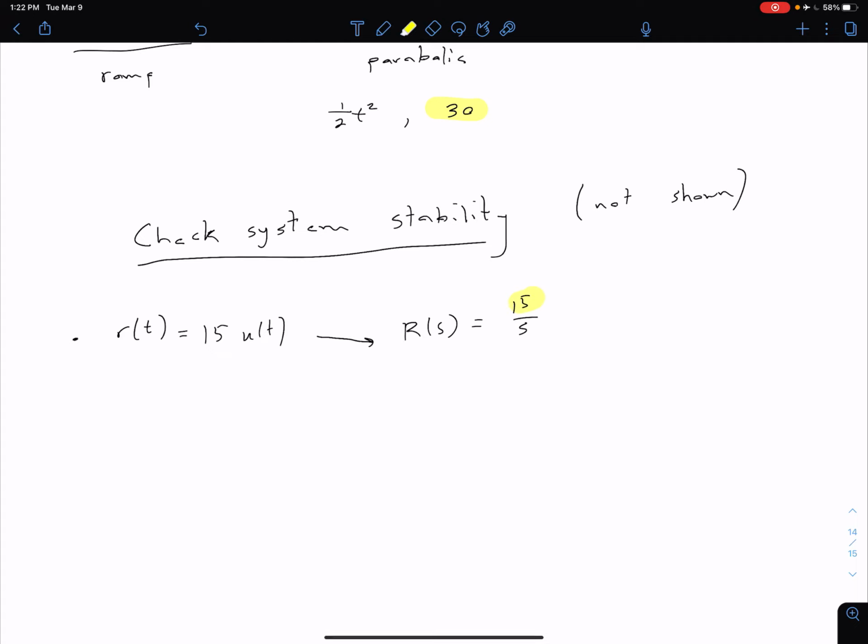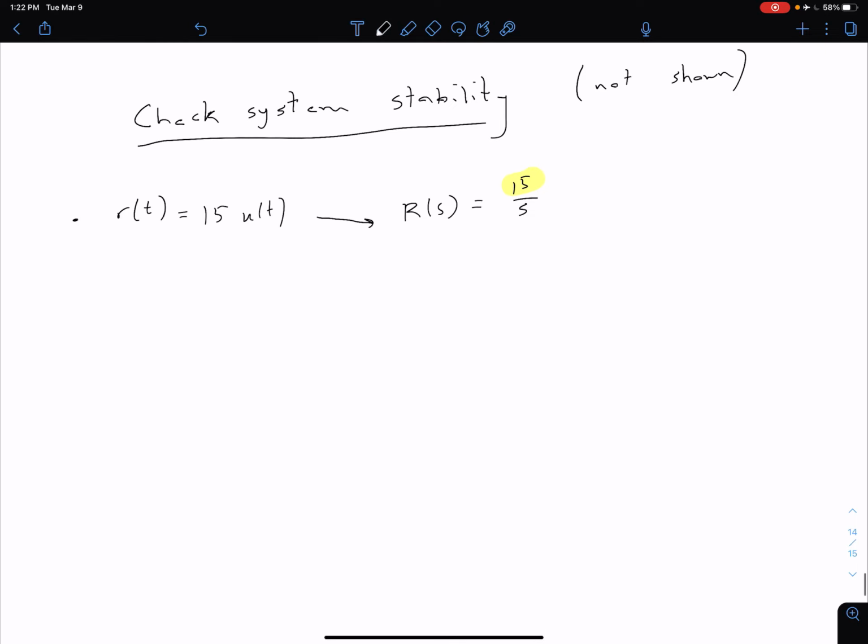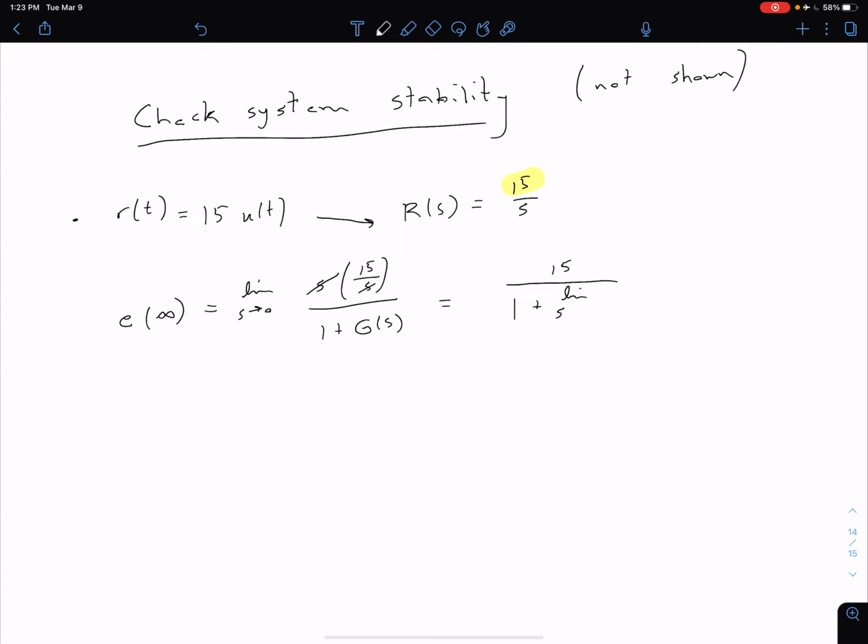Again, we can see our gain of 15 coming in here. As I said, I'm going to go back to our general equation, which is e(infinity), our steady state error, equal to the limit as s goes to 0 of s times R(s), in this case 15 over s, divided by 1 plus G(s). Our s's cancel out, and because we have a constant in the numerator and our 1 is a constant, we can take that limit down to our G(s), so we get 15 over 1 plus the limit as s goes to 0 of G(s).